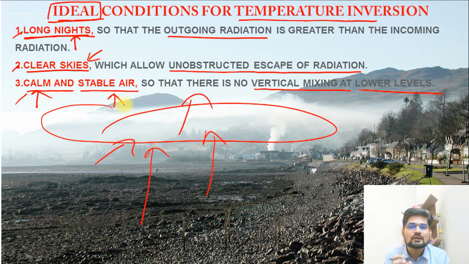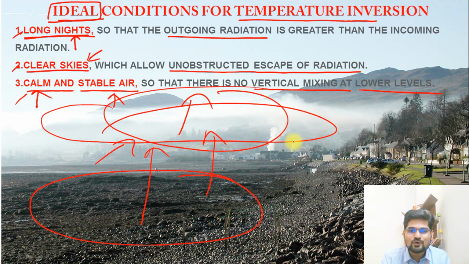Now you know the logic behind how this reverses, because now the ground is cool and the upper air is warm. If you go from the ground to the upper air, in normal conditions the temperature would have gone down. But in this situation, when you go up, the air is warm, so the temperature goes up.